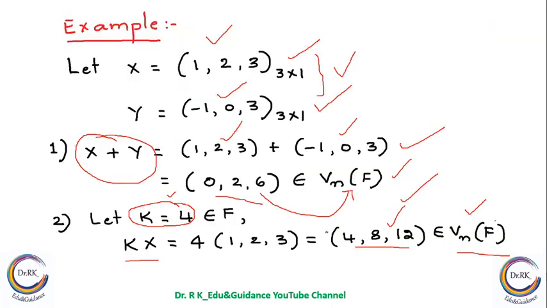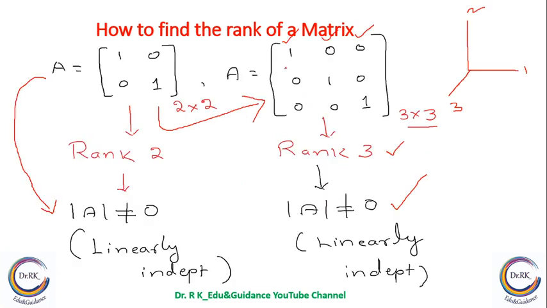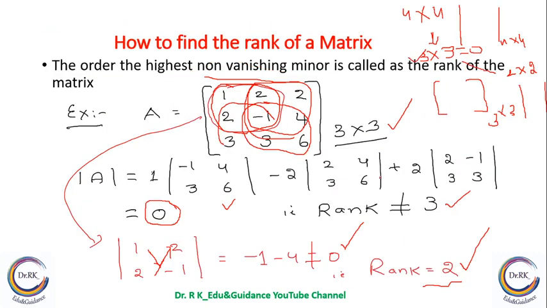If you go back and see the first definition, these vectors 1 0 and 0 1 are linearly independent vectors. Similarly, in the same way, if we try with c1 into the first vector, c2 into the second vector, plus c3 into the third vector, then we get c1 comma c2 comma c3 equal to 0. That means all these three vectors are linearly independent. Therefore the rank is also 3.